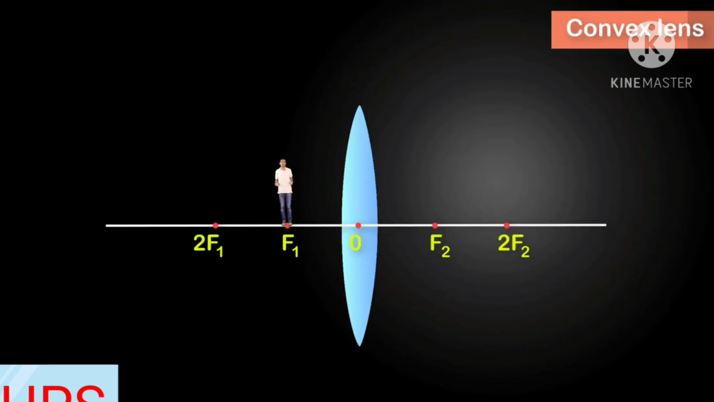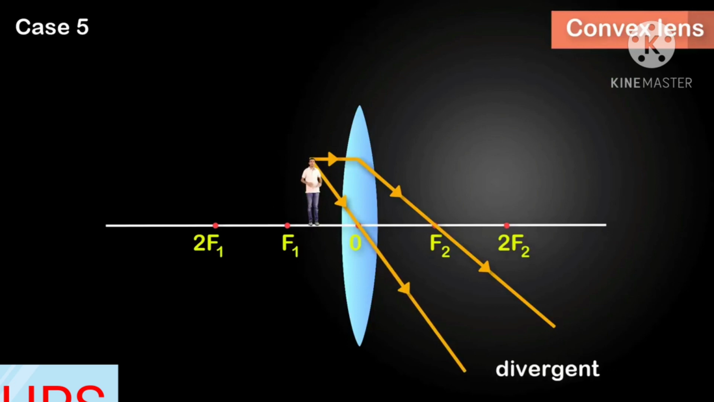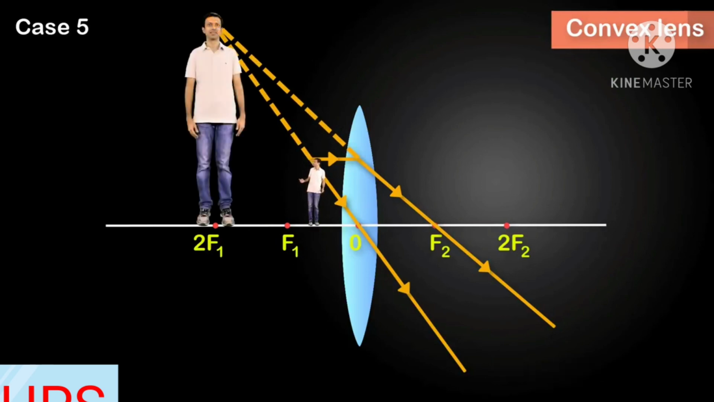Now the object is between the optical center and F1. Let's use rule 1 and rule 2. As you can see, the refracted rays here are divergent. If divergent rays are there, we need to produce them backwards to obtain our image. Now, can you see the image is magnified here?